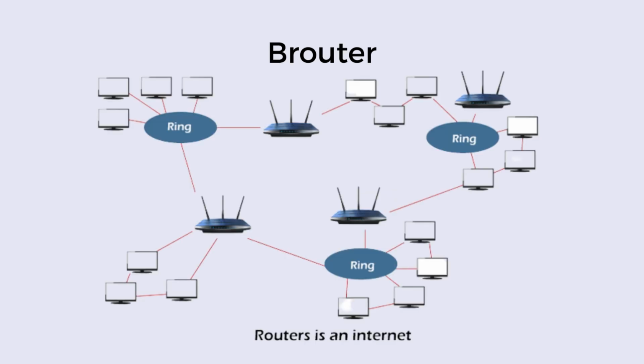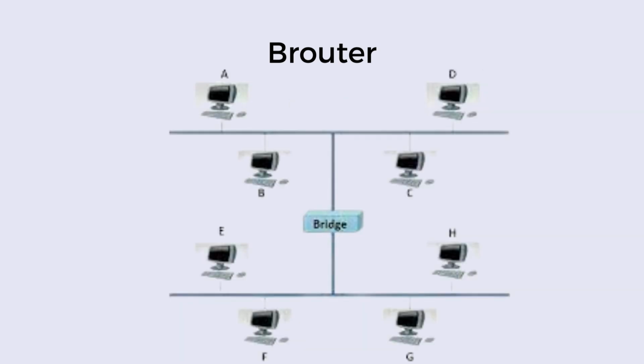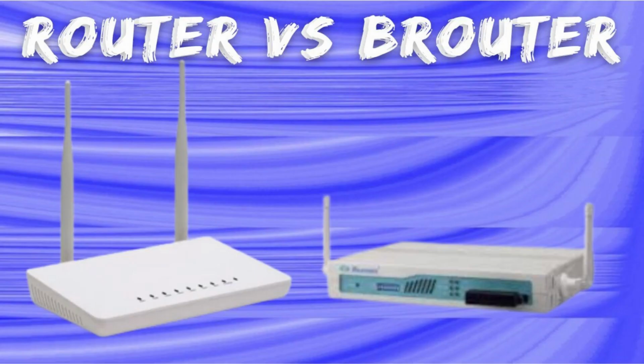A brouter is a networking device that functions both as a bridge and a router. It can forward data between networks, serving as a bridge, but can also route data to individual systems within a network, serving as a router.